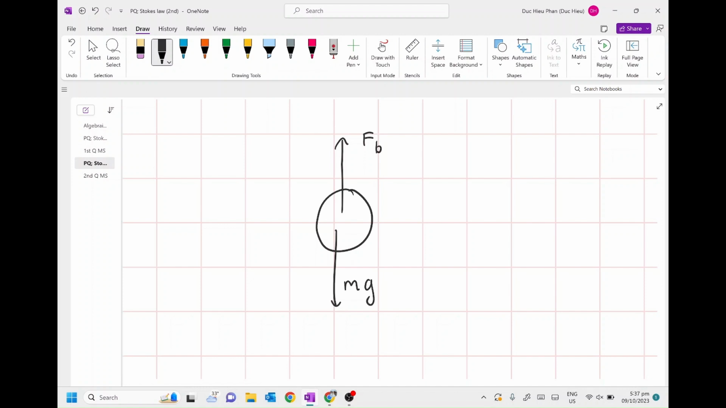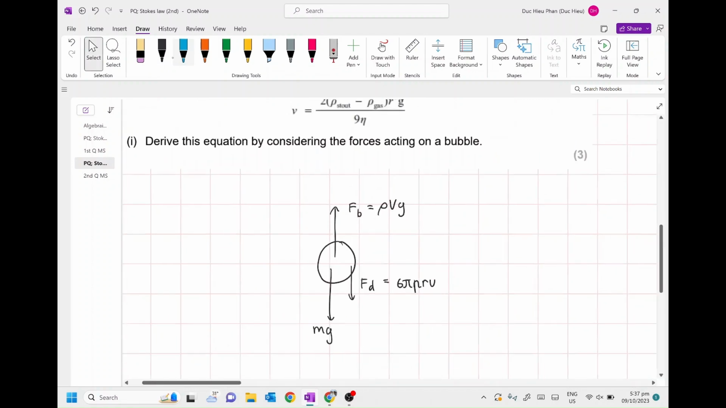But there'll also be the viscous drag force. The viscous drag force that's also pulling it down as it opposes the direction of movement of the bubble, right? So, I'll state the equations again here. 6 pi eta times r times v, and this is rho times the velocity times gravitational acceleration.